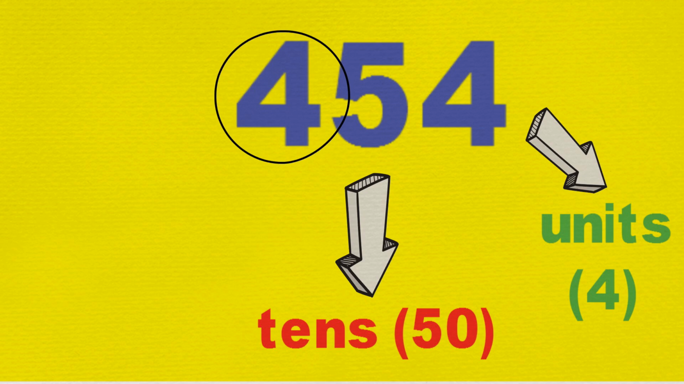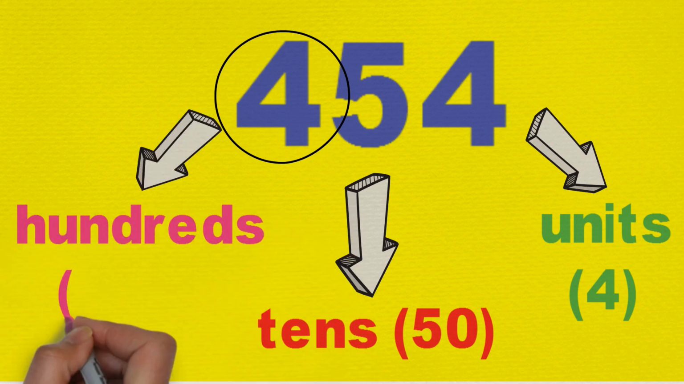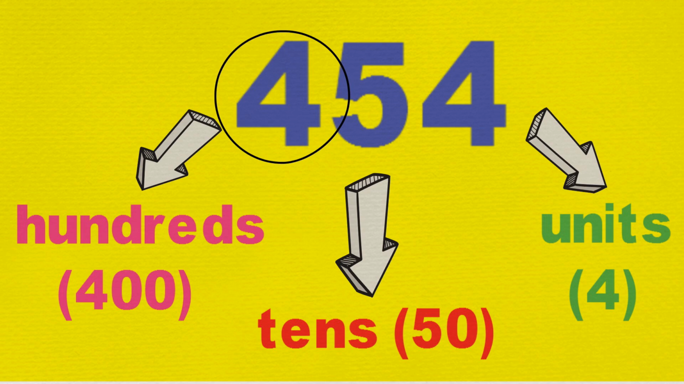"And the third digit from the right," said Min, "is in the hundreds position. So it will have a value of 0, 100, 200, 300, 400, 500, 600, 700, 800, or 900. Note that in this example, the numeral 4 in the units place has a value of 4, while the numeral 4 in the hundreds place has a value of 400.